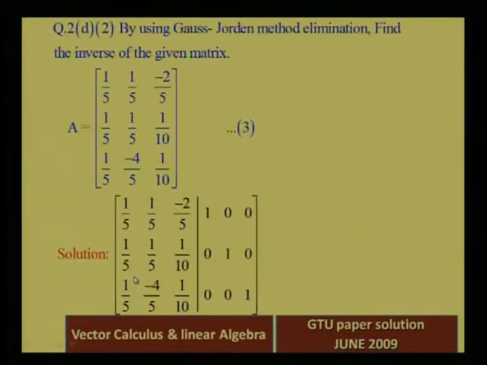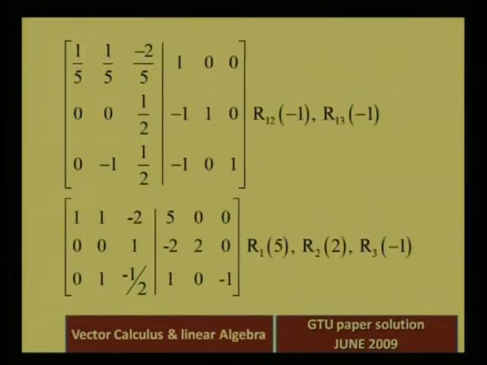Now again, 1 by 5 minus 1 by 5 is 0, minus 4 by 5 minus 1 by 5 is minus 5 by 5, that is minus 1. This is 1 by 10 minus 2 by 5, so that is 1 minus 4 by 10, that is minus 3 by 10. So minus 1, 0, 1.